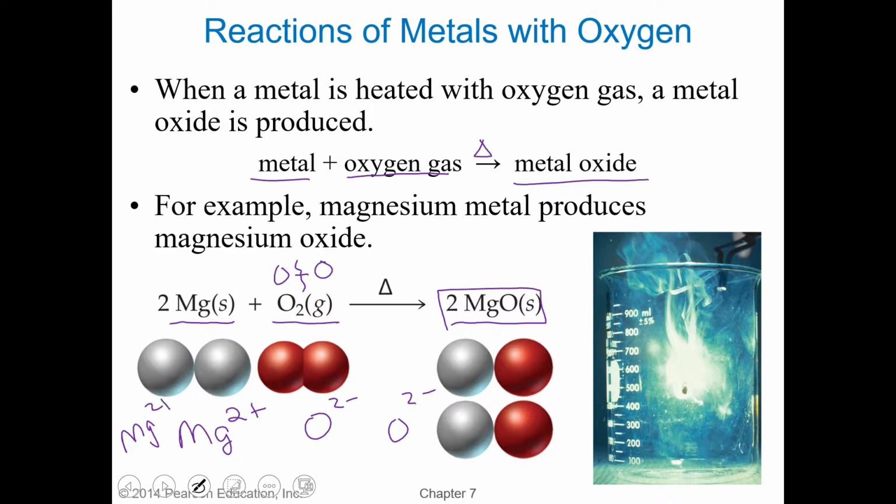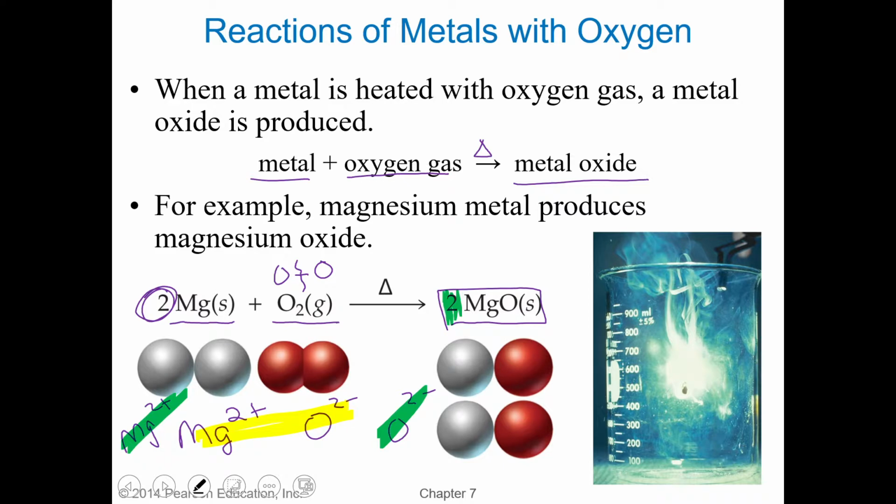And I'm writing 2 magnesiums because there are 2 of them. That's what the balancing tells me. So what will happen is these will come together and form in a 1-to-1 ratio. And these will come together and form in a 1-to-1 ratio, giving us 2 magnesium oxides.